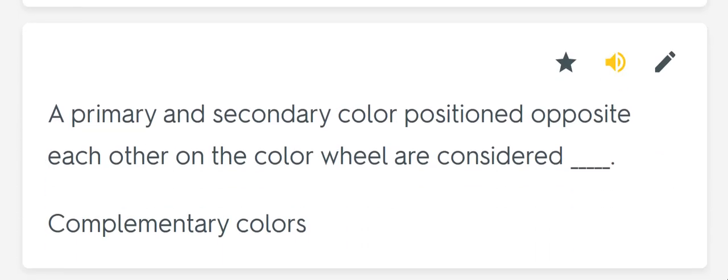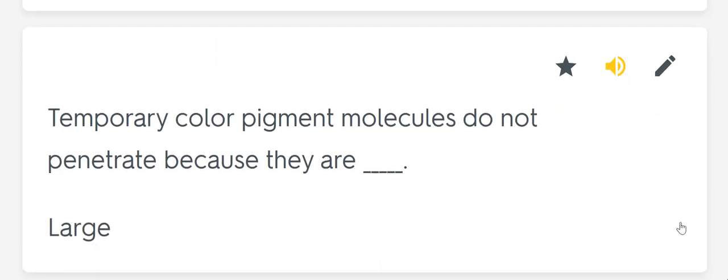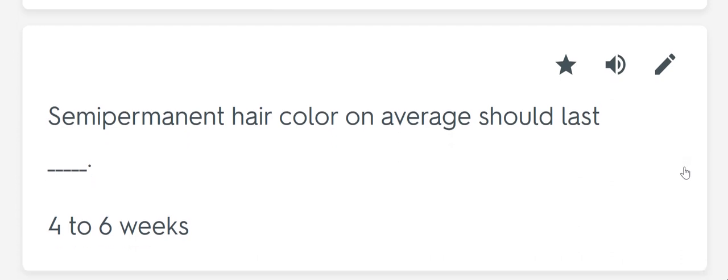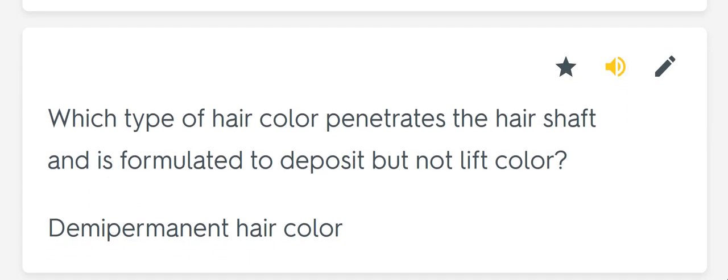A primary and secondary color positioned opposite each other on the color wheel are considered complementary colors. Temporary color pigment molecules do not penetrate because they are large. Semi-permanent hair color on average should last 4 to 6 weeks. Which type of hair color penetrates the hair shaft and is formulated to deposit but not lift color? Demi-permanent hair color.